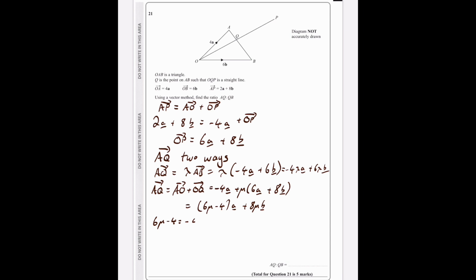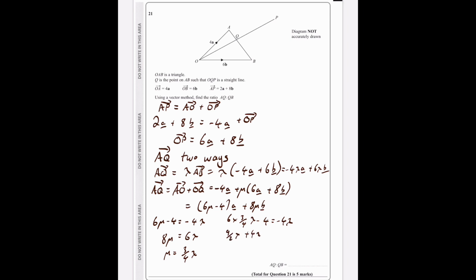So the number of little a's we've got is 6 mu minus 4, and the number of little b's is 8 mu. And I know that the two different ways that I've constructed the vector AQ must be equal to each other. So if you like, the coefficient of a's must be the same and the coefficients of b's must be the same, and that gives me two simultaneous equations. 6 mu minus 4 equals minus 4 lambda, and 8 mu equals 6 lambda. That allows me to work out that mu is equal to 3/4 of lambda.